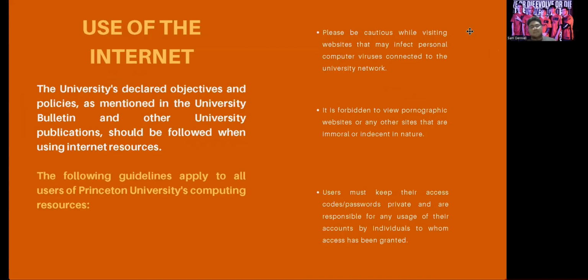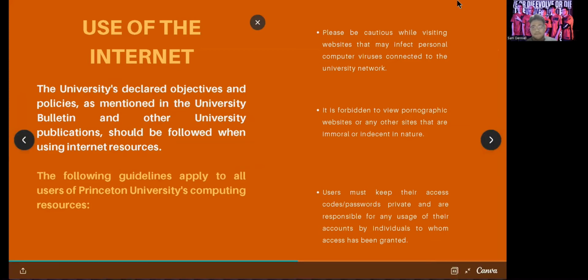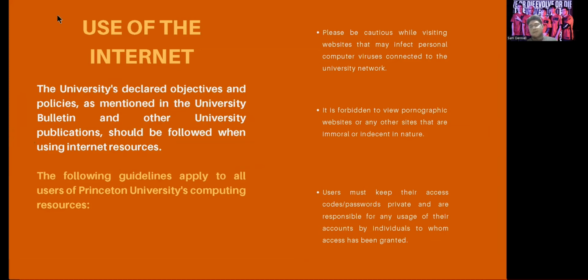Next is use of the internet. The university's declared objectives and policies, as mentioned in the university bulletin and other university publications, should be followed when using the internet resources. The following on your right are the guidelines applied to users of Princeton University computing resources. First, please be cautious while visiting websites that may infect personal computers with viruses connected to the university network.